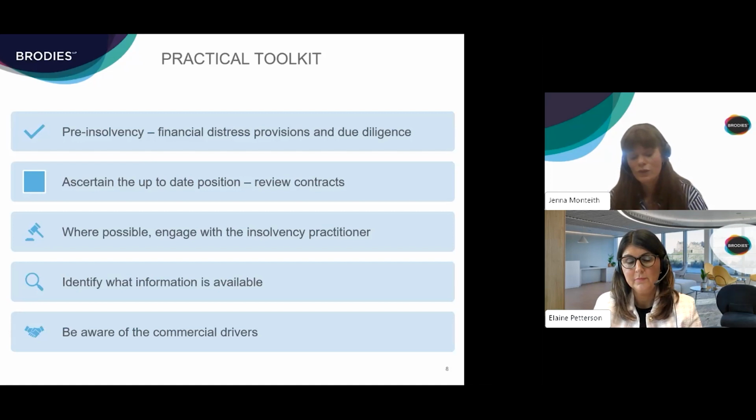And also at the same time to review contracts and understand where matters sit in terms of performance, with a view to engaging with the insolvency practitioner where that's possible, with a view to working towards the final outcome. And as part of that, identifying what information is available about the site, about where we are in terms of completion, what's still to be done, and all of the relevant information that will really assist with arriving at that final landing place, and most generally of all, just being aware of the commercial drivers.